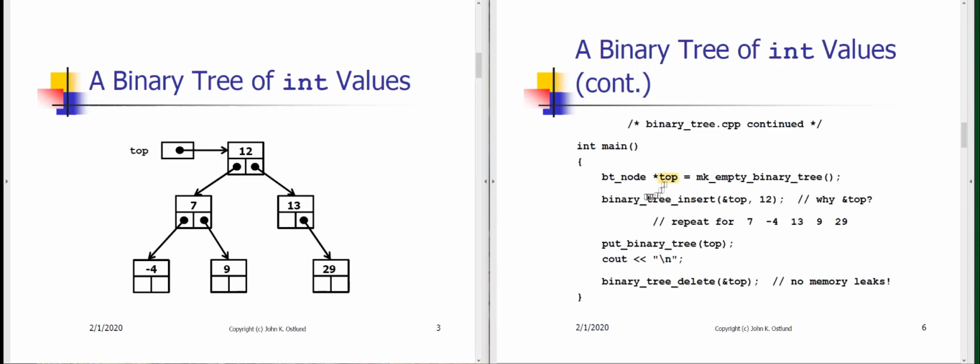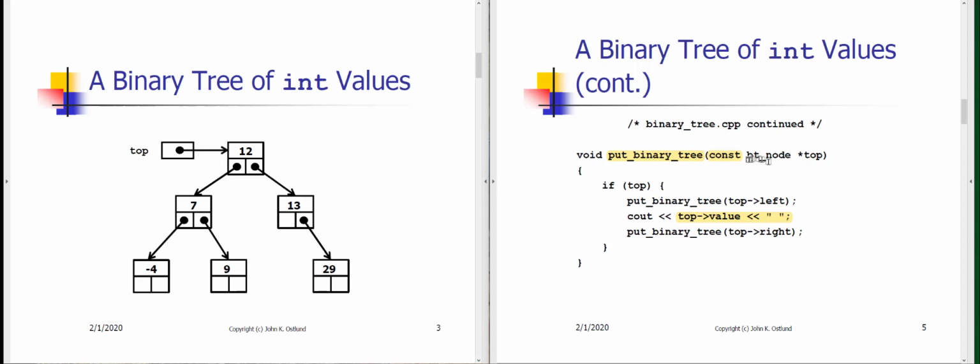Having created this empty binary tree, we're then going to call a function named binaryTreeInsert several times for 12, 7, -4, 13, 9, and 29. And because this function is changing the shape of the tree, we're passing in the address of the header node rather than a copy of the header node. PutBinaryTree, of course, is not changing anything about the tree, so we're just passing in a copy of the header node. And in fact, in the putBinaryTree function, we're treating that as a pointer to a BTNode const and promising not to change the tree at all.